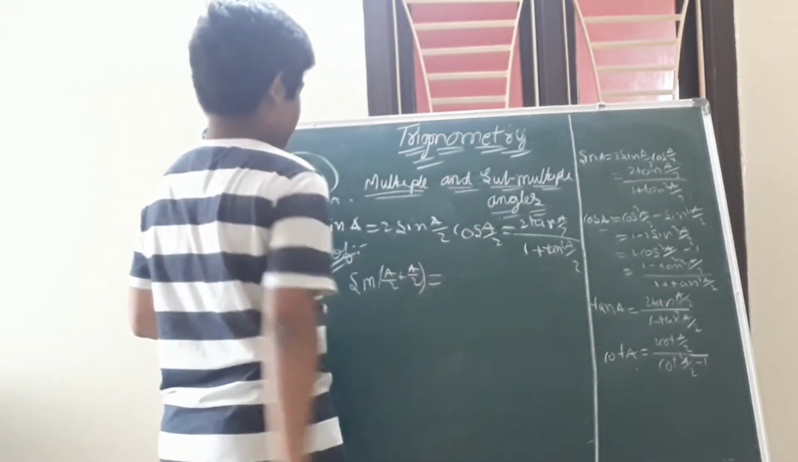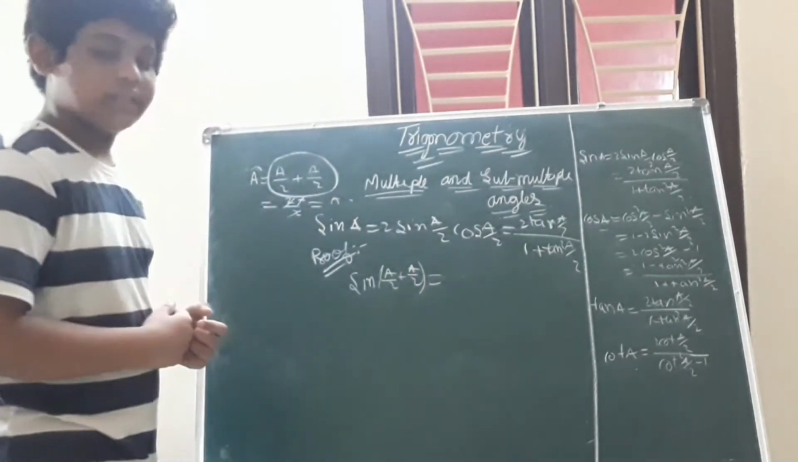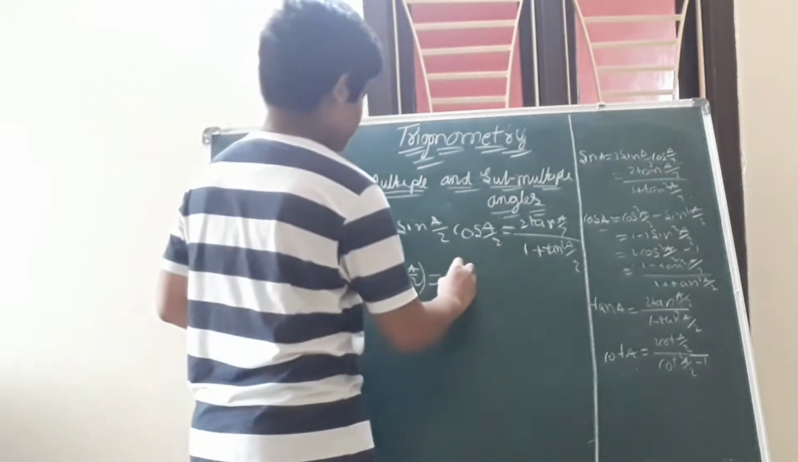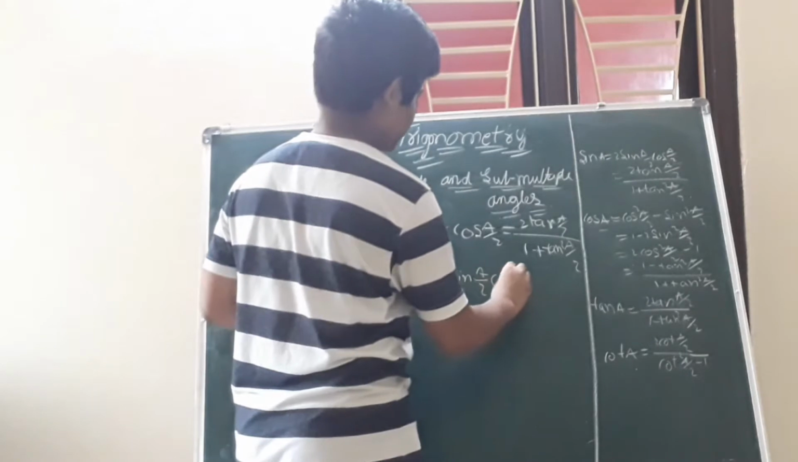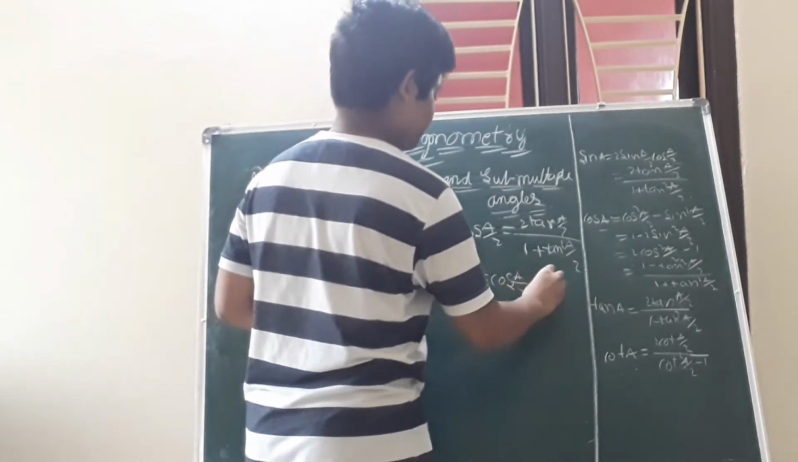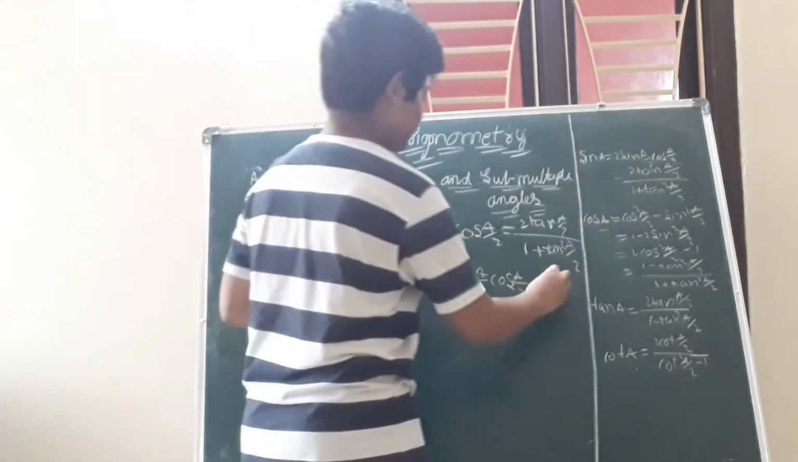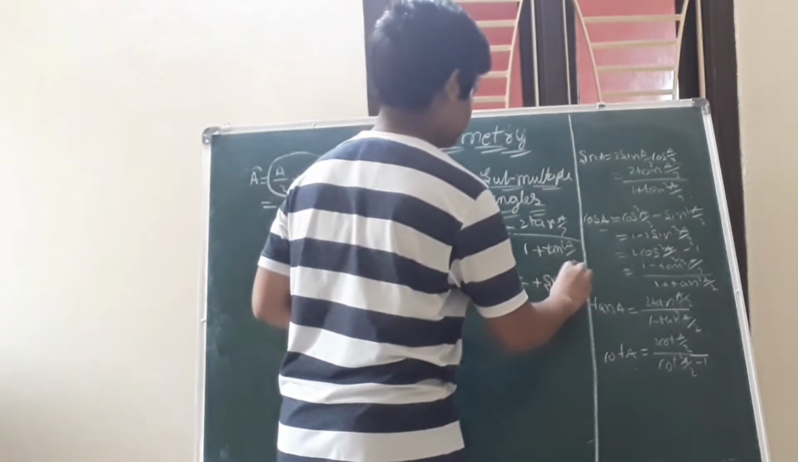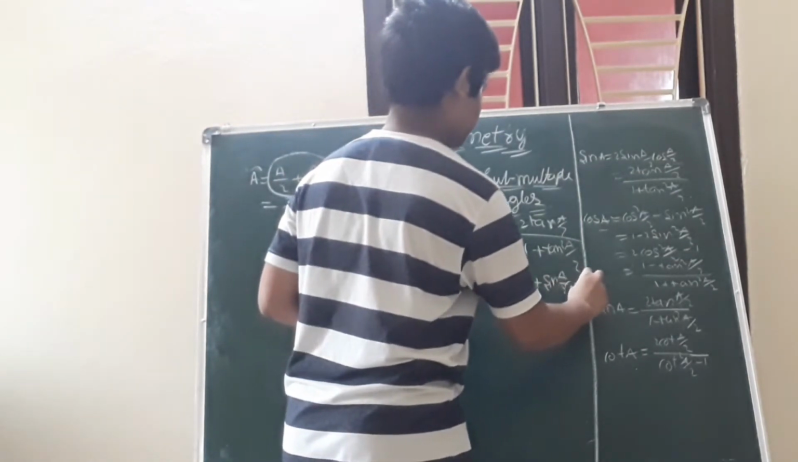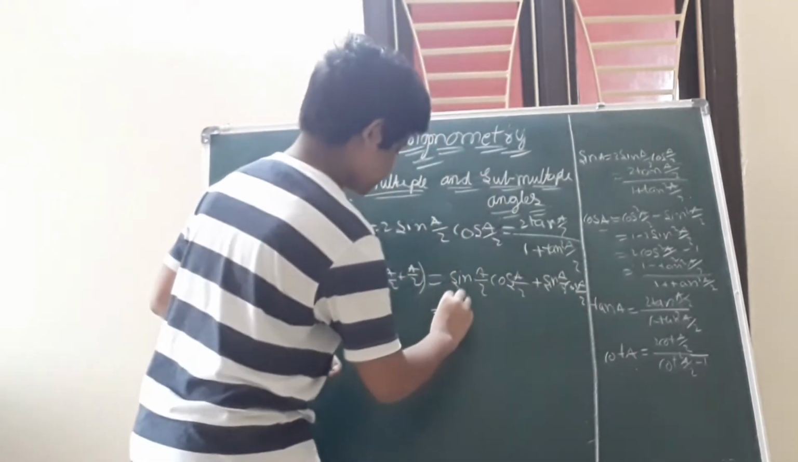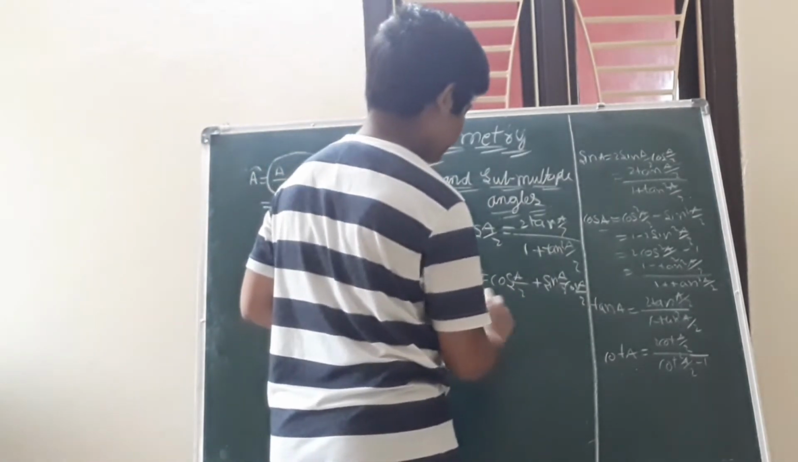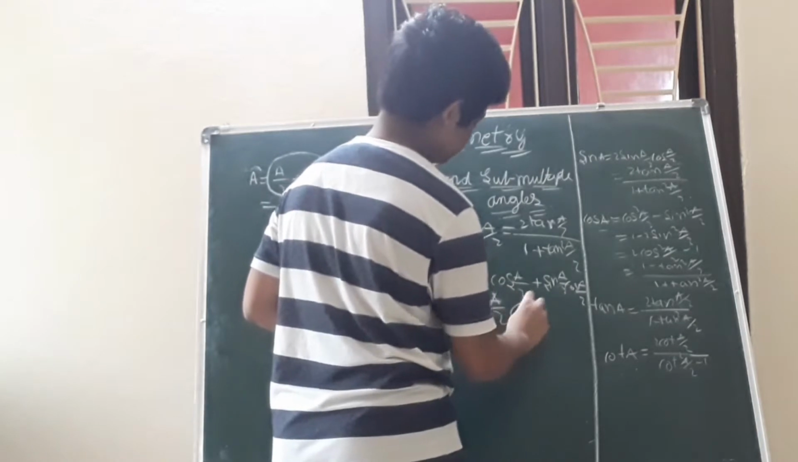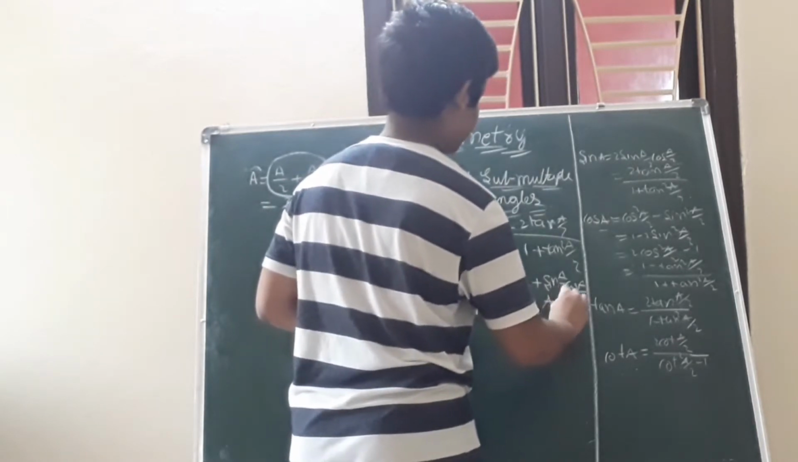We know the formula of sin of A plus B equals sin A cos B plus cos A sin B. So it becomes sin A by 2 into cos A by 2 plus sin A by 2 into cos A by 2. So it becomes 2 into sin of A by 2 into cos of A by 2.